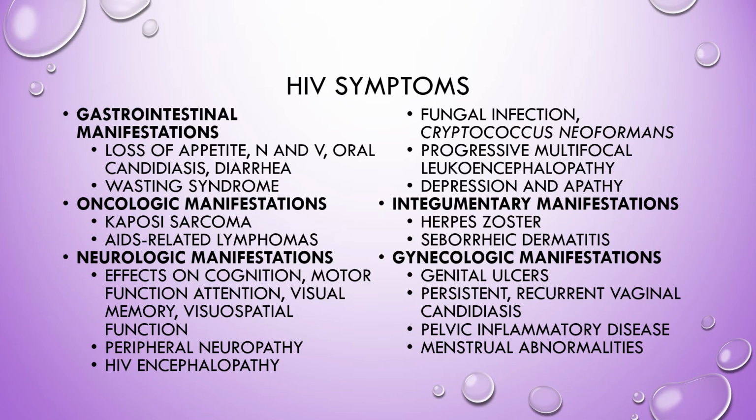progressive multifocal leukoencephalopathy, depression, and apathy. They can also have integumentary manifestations like herpes zoster infections, seborrheic dermatitis, and gynecological manifestations like genital ulcers, persistent and recurrent vaginal candidiasis, pelvic inflammatory disease, and menstrual abnormalities.